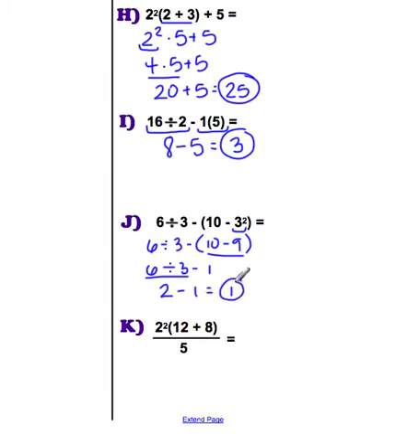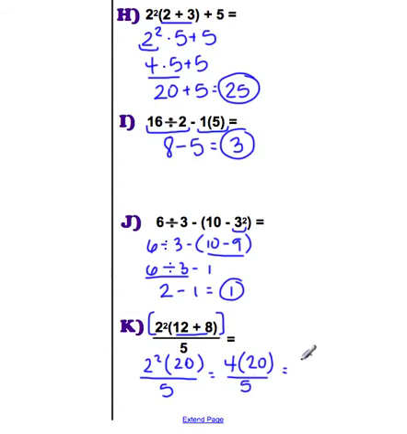Finally, taking a look at example K. We've got 2 squared times the quantity 12 plus 8, all divided by 5, so we're going to treat this like it's got a giant bracket around it. We will first do the 12 plus 8, so now we've got 2 squared times 20, all divided by 5. 2 squared is 4, 4 times 20, all divided by 5. 4 times 20 is 80, divided by 5, and you get 16.